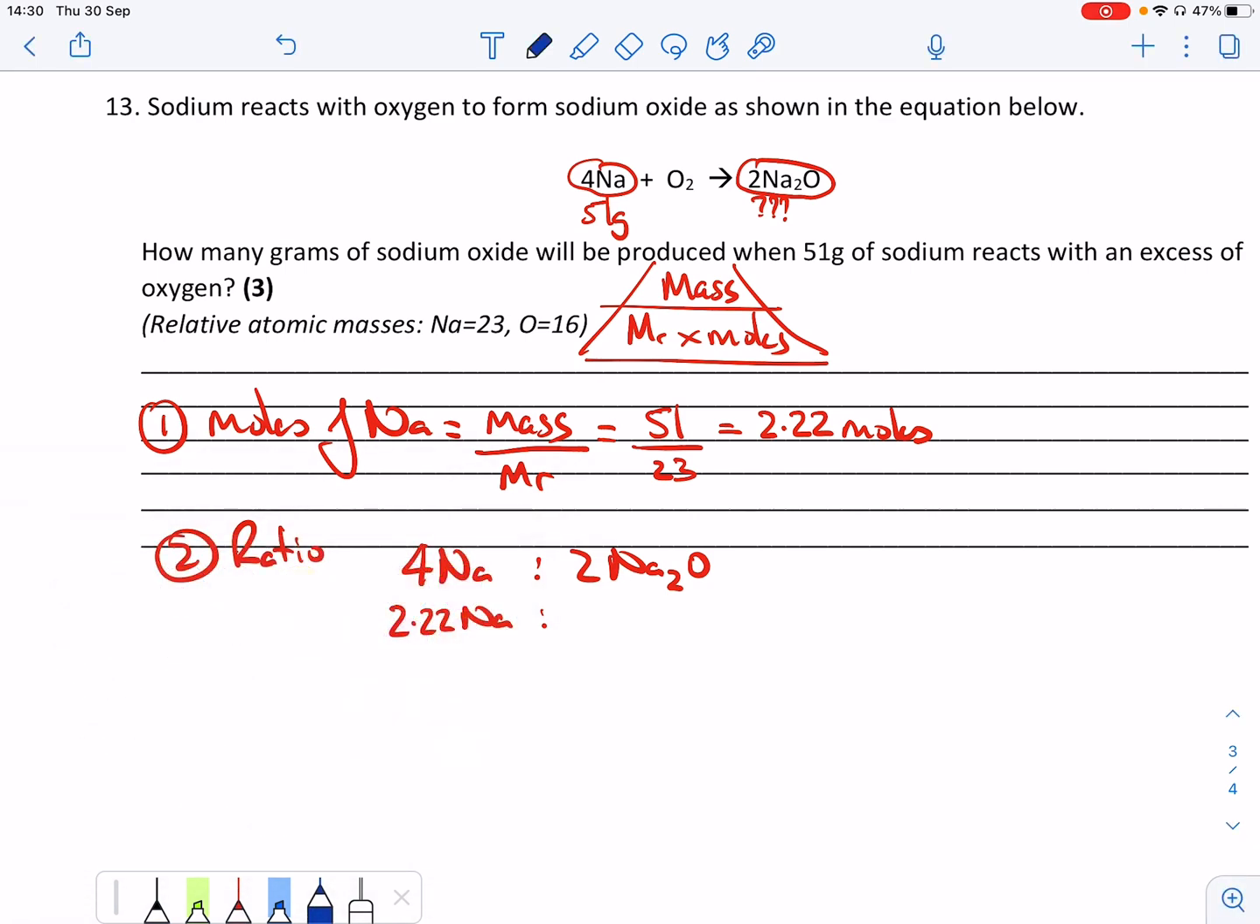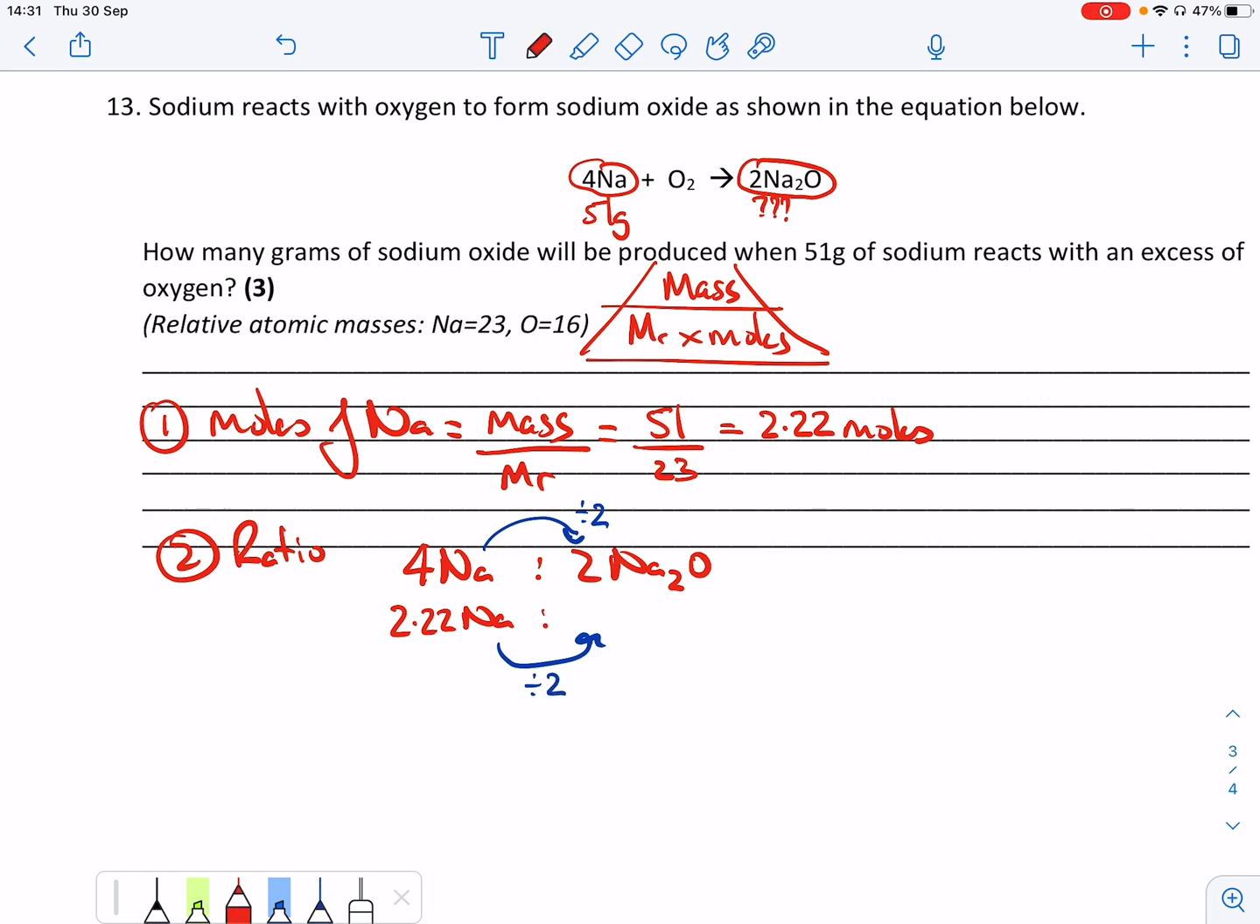So that's what I'm trying to do. So if I go from here to here in that same direction, I go from 4 to 2. How do I do that? I divide by 2. So to keep that ratio the same, I divide this by 2, and that's going to give me 1.11 moles of sodium oxide.